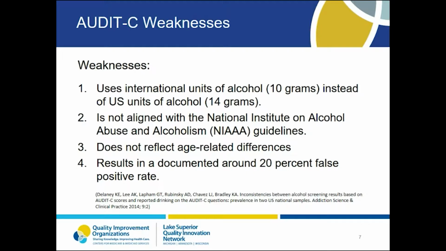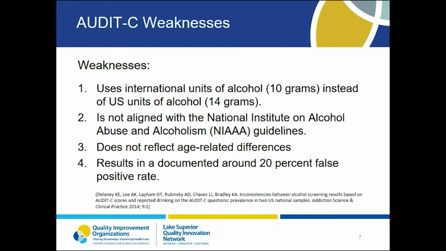First, let's look at the weaknesses of the Audit C. In addition to its limited response options, 5 instead of the US Audit 1 through 3's 7, it's important to understand that the audit and the Audit C were developed for the World Health Organization. And so the Audit C uses international units of alcohol, 10 grams, instead of the units of alcohol recognized here in the United States, which is 14 grams. Therefore, it does not correlate well with the NIAAA guidelines for alcohol consumption here in our country.